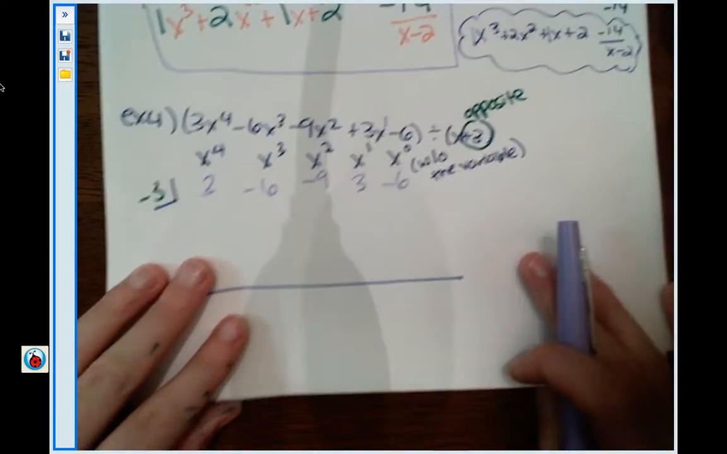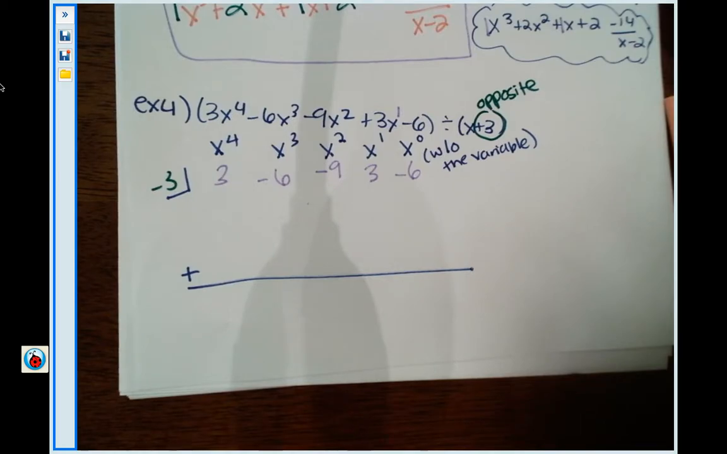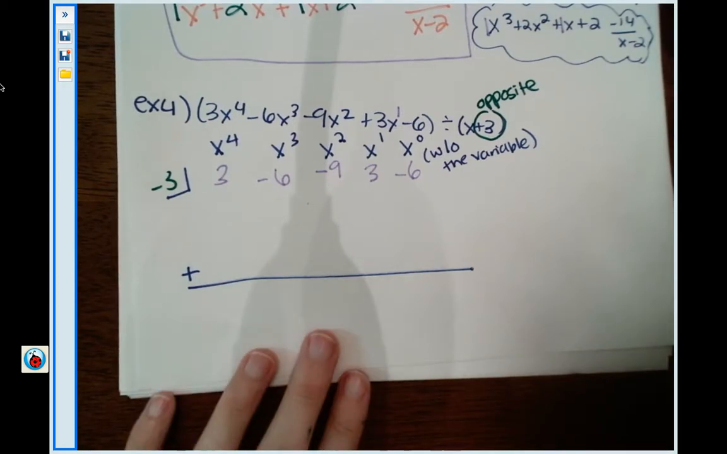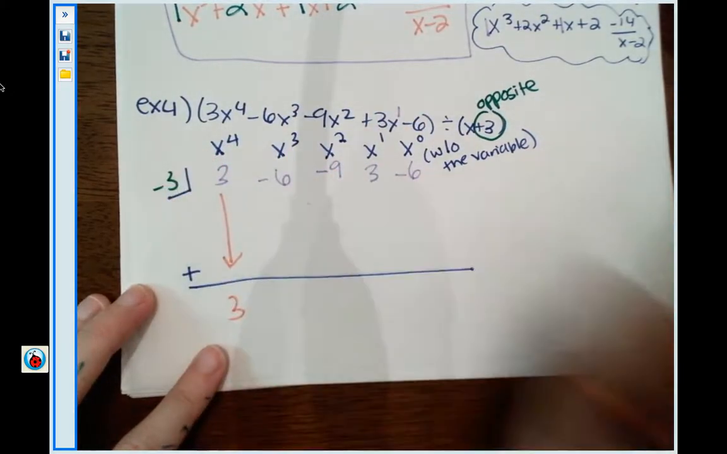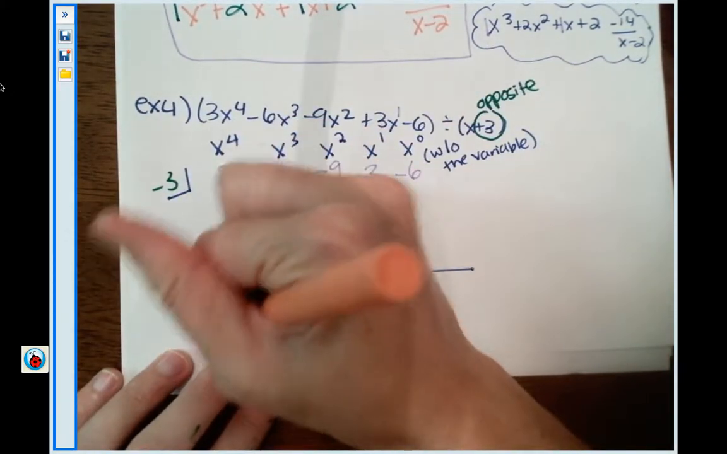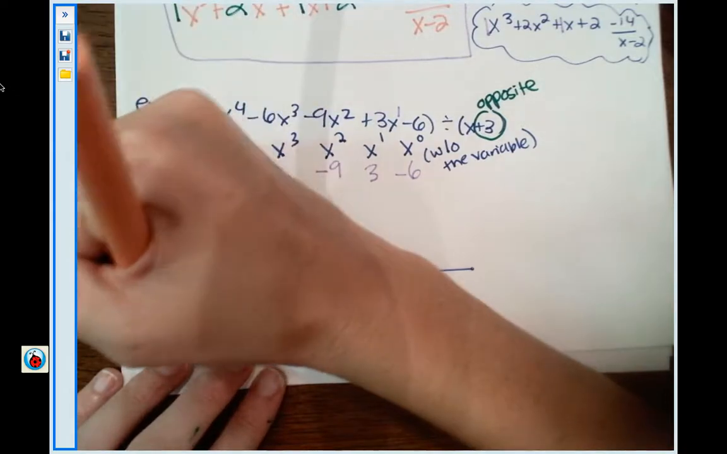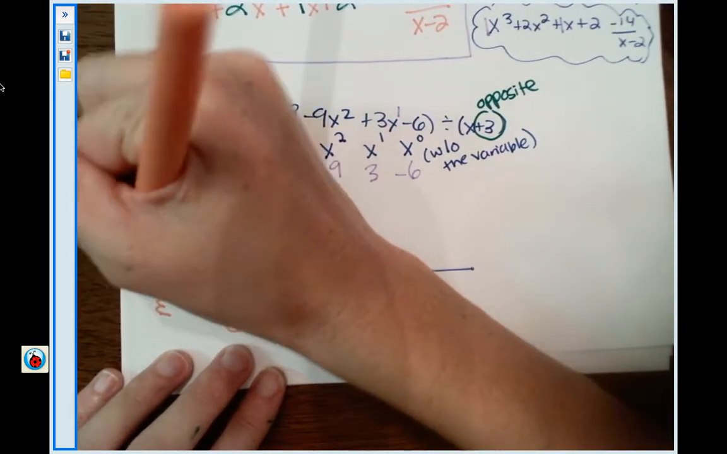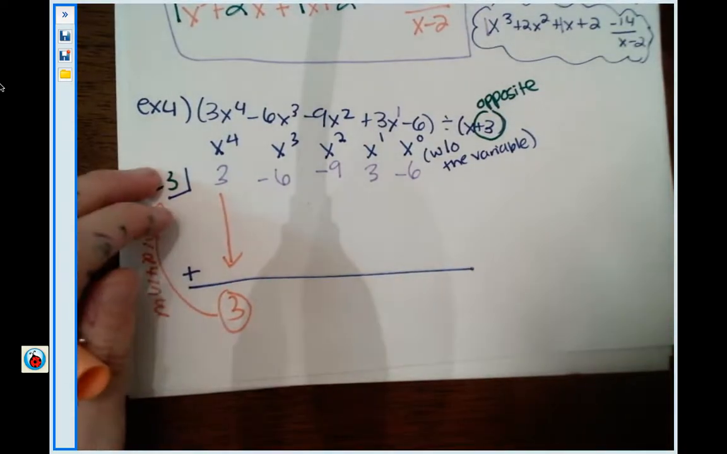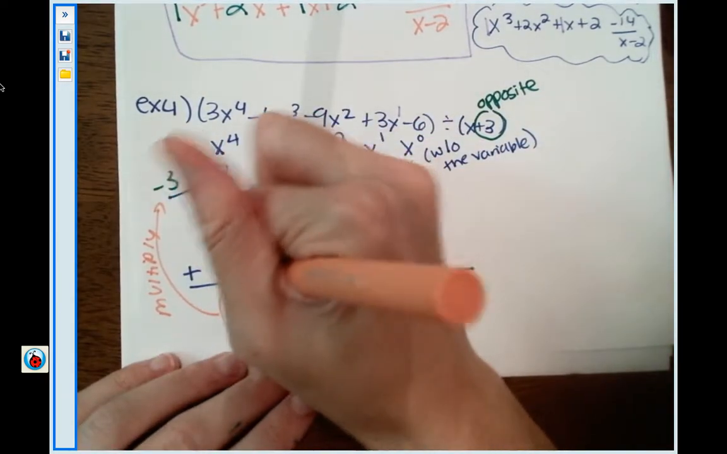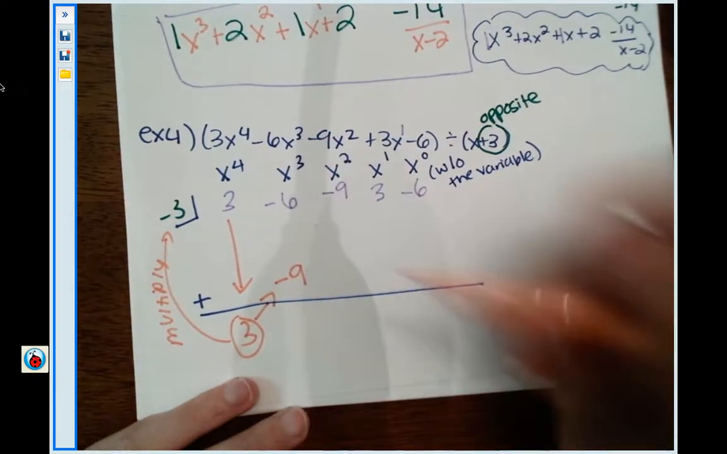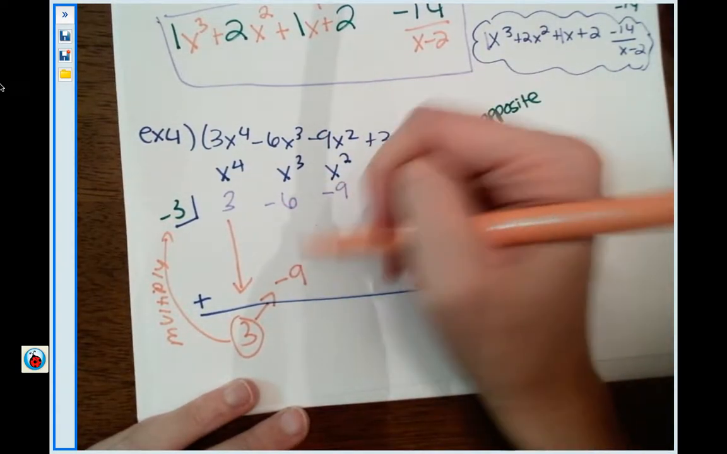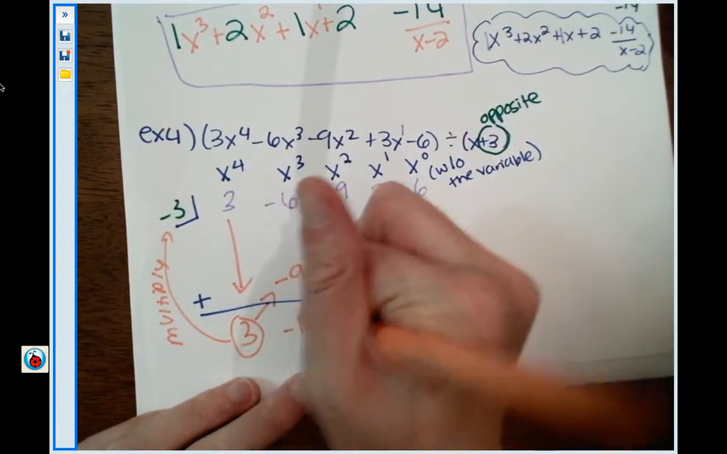But let's continue. Alright, so this is when the fun begins. So we always drop down that first number. Always. Then we multiply this number to the number in the box. So we're multiplying. Alright, 3 times negative 3 is negative 9. I'm going to slide it over here above the line. I'm going to add down. So negative 6 minus 9 is a negative 15.